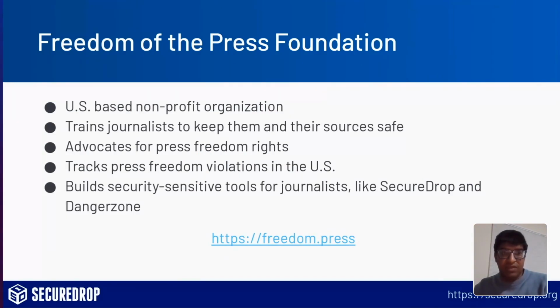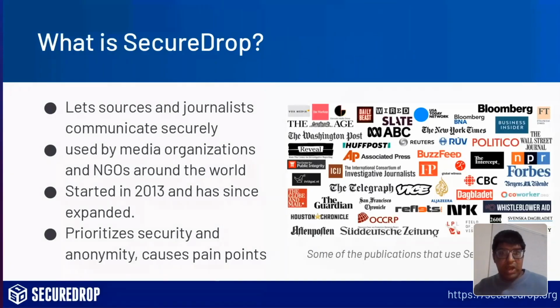We're a US-based nonprofit organization. We train journalists to keep them and their sources safe. We advocate for press freedom rights, track press freedom violations in the US through the US Press Freedom Tracker, and most importantly, for today's talk, we build security-sensitive tools for journalists, including SecureDrop and Danger Zone. And if you want to find out more about FPF, there's our website URL right there.